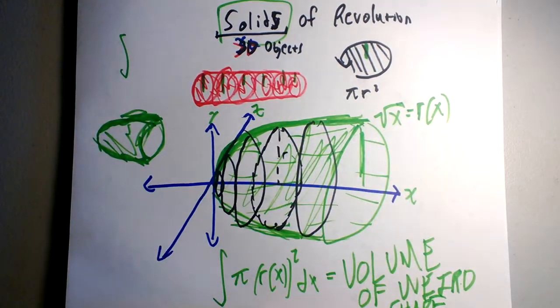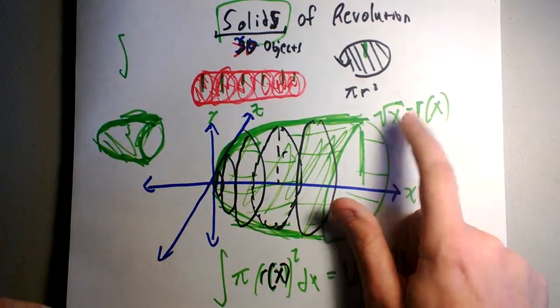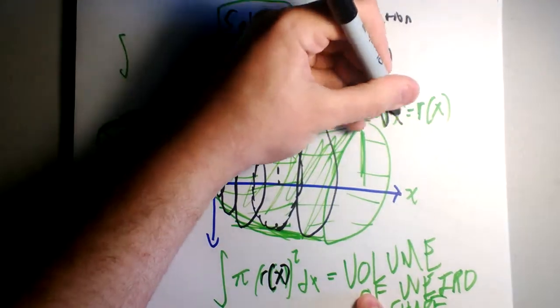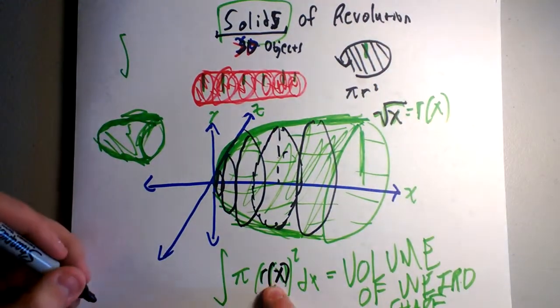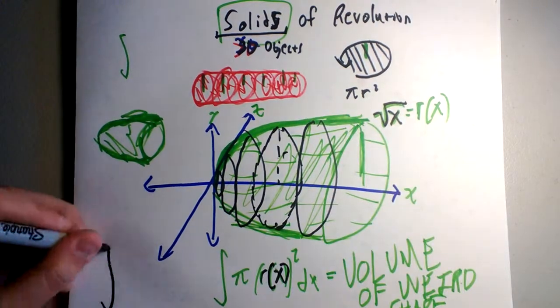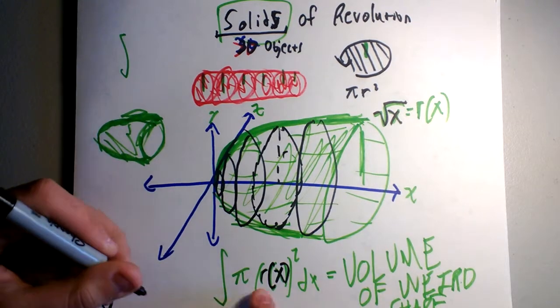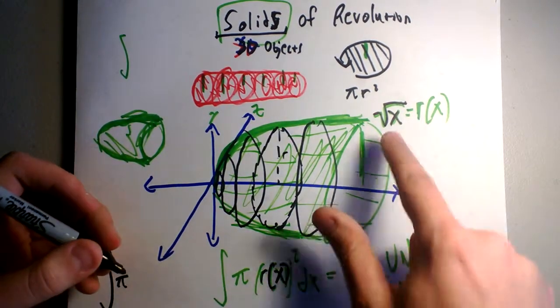All right, so let's try this problem. This shouldn't be too hard. So r of x represents that equation right here, square root of x. All right, so what is square root of x squared? Because that's in the pi r squared formula. Well, guess what? That is pi. We keep the pi there, and we just replace it with this thing squared.